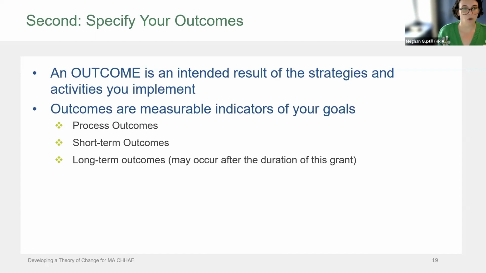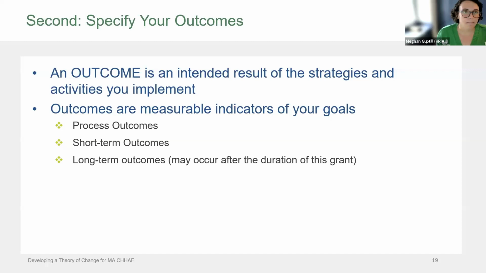Once you've developed your goals, you're kind of working backwards when you're developing a theory of change. You start at the end with your goals and then move to your outcomes. The outcome is the intended result of the strategies and activities that you're implementing. So, for example, if my project is to make myself dinner, my goal is that I will be full and happy at the end of dinner. The outcome is that I will have made some food, that I will have eaten the food. And then the strategy and activities is the cooking aspect of things that I'll get into in a second.